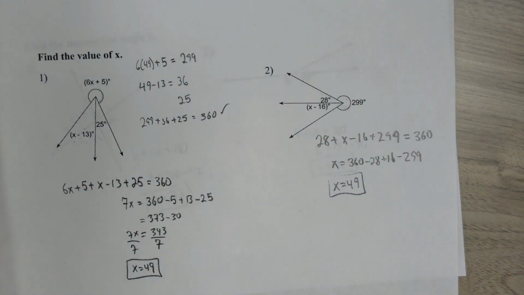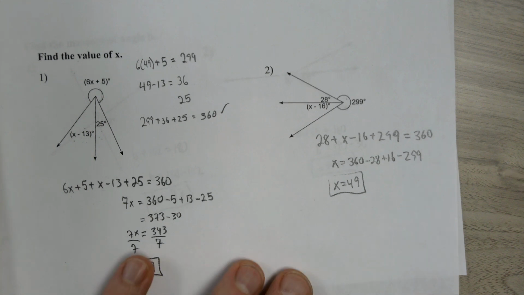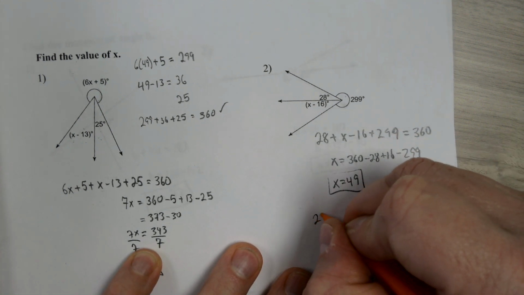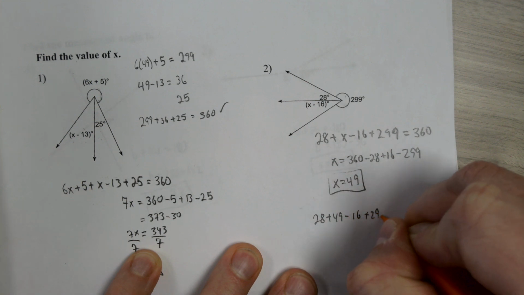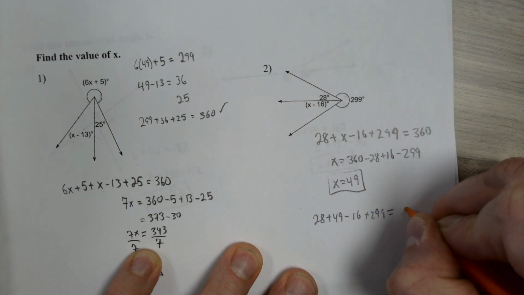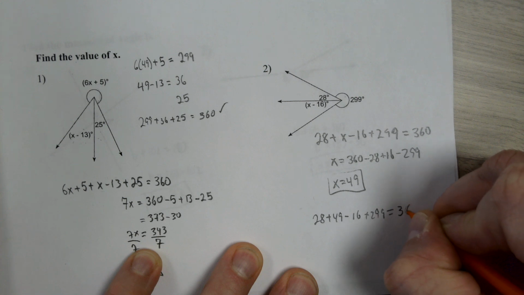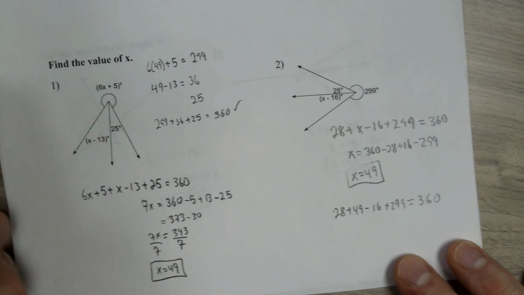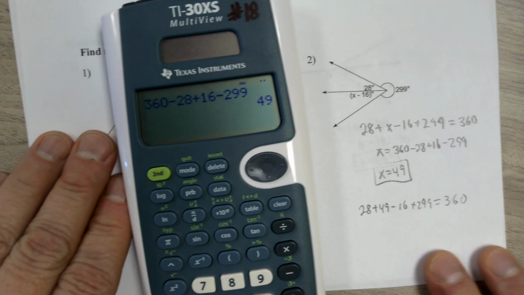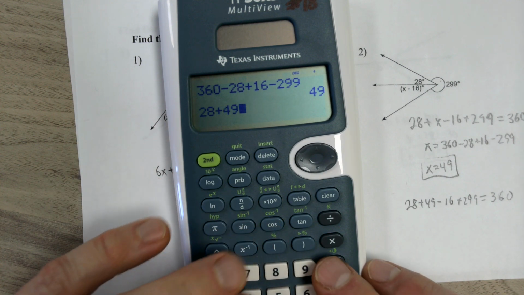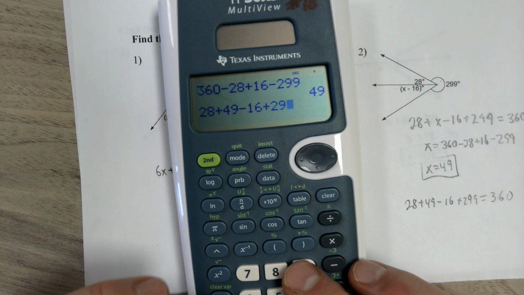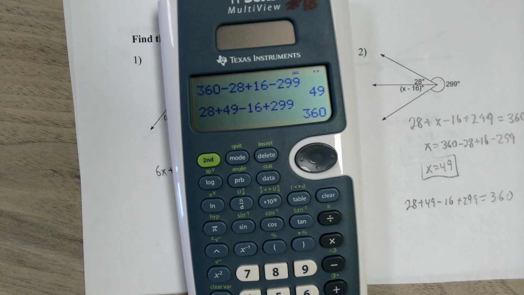Hey, just like the previous problem. Does it still work? Well, if I add them all together, 28 plus 49 minus 16 plus 299, do I get 360? If I do, I know it's correct, and then that's going to be the answer. So I'm going to do 28 plus 49 minus the 16 plus 299. 360. So it does indeed work.